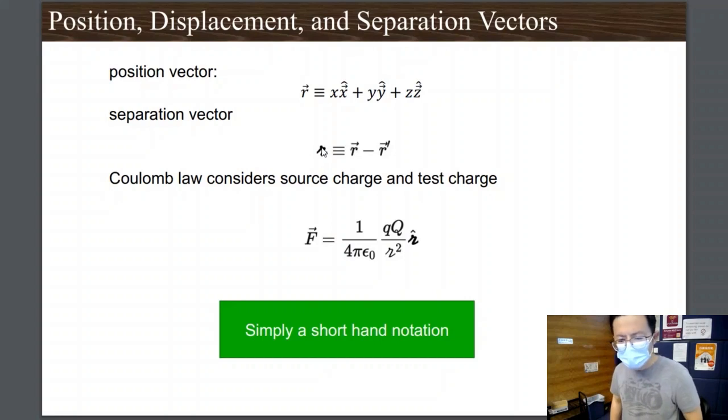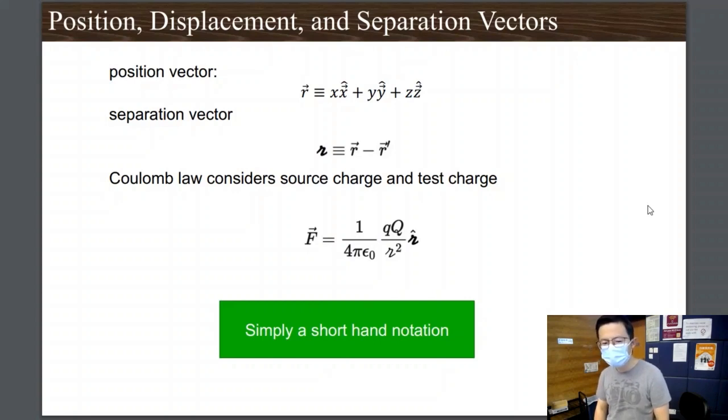And now, if you use this separation vector, the advantage is that the Coulomb law becomes a bit simpler. Because in the Coulomb law, we are considering a source charge Q and a test charge with charge little q, right? Say that the source charge is sitting at R prime, and the test charge is sitting at R, and this expression will very nicely give the force between the source and the test charge.